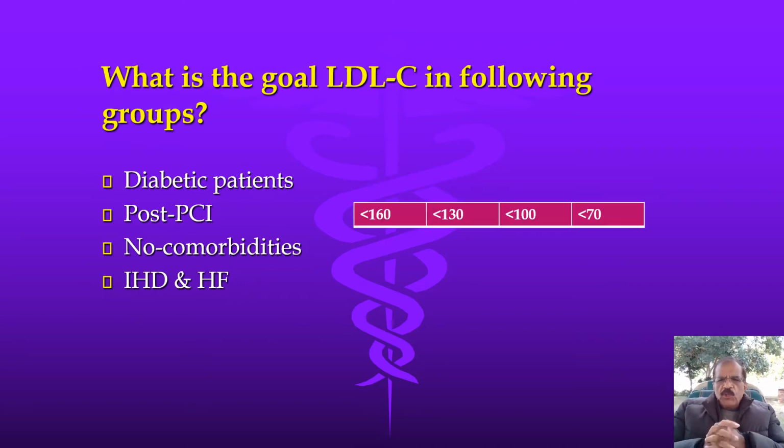What about post PCI? Somebody already had a coronary event, or somebody was discovered to have coronary artery disease without having an event, but underwent this percutaneous coronary intervention. What should be the goal in this patient? Patient has dyslipidemia and has just undergone a PCI, percutaneous coronary intervention. Which of the 4 values is the target in this group of patients?